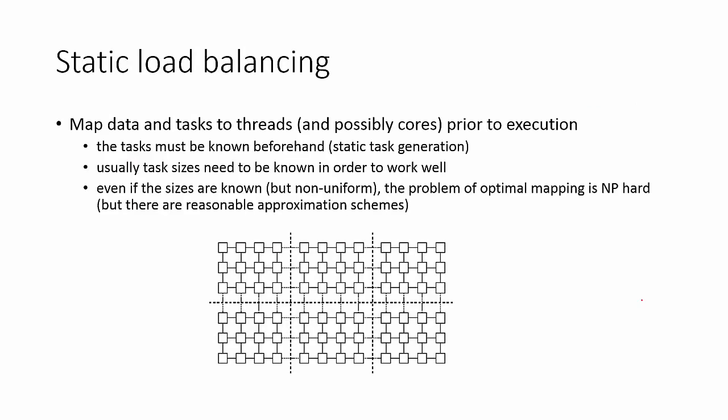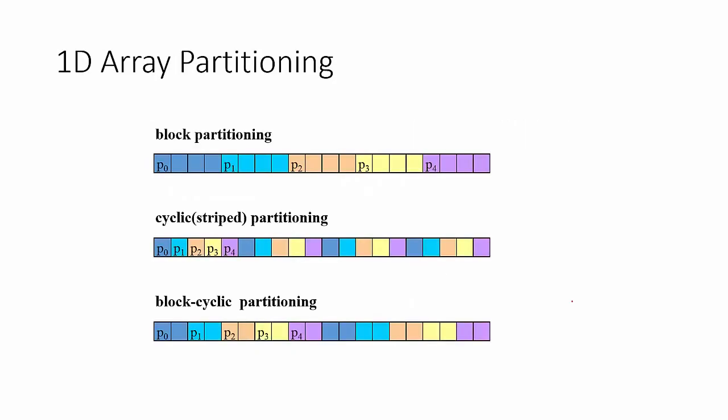So data decomposition for static load balancing means that you map data and tasks to threads and possibly cores before the execution starts, which means that you have to know which tasks you have. With static task generation, you can't dynamically generate tasks, and the task sizes need to be known in order to work well. Unless you have a very simple problem like the one we had before, the problem of optimal mapping is really hard. It's been shown to be NP-hard, but there are some reasonable approximation schemes here.